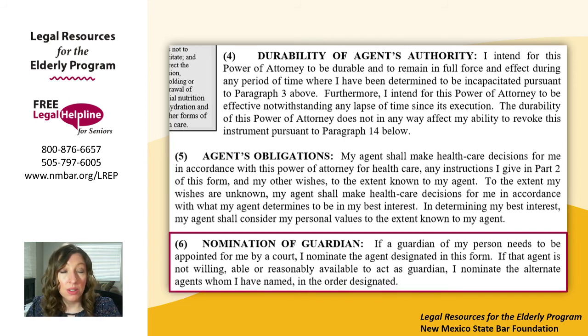Finally, in section 6 of the power of attorney for healthcare, you will see that it is about the nomination of a guardian. So if for some reason a guardian needs to be appointed to you by the court, this section indicates that you would like your agent to be designated as that guardian.